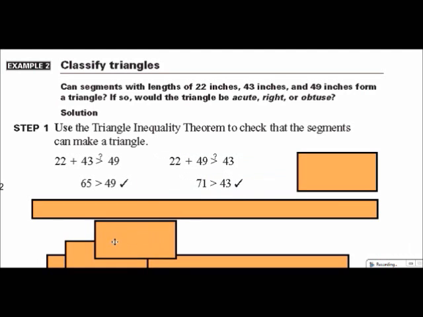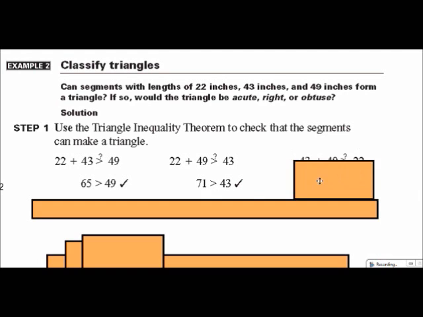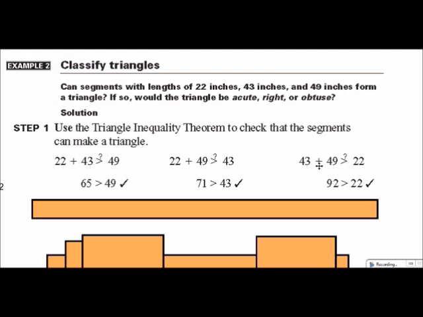In this one, we added up the 22, the smallest, and the biggest. Of course, if we add up the biggest one, it's going to be greater than that third side also. 71 is greater than 43. And in this last example, we picked two other sides. We got the medium and the largest. If we add those up, it's 92. It's, of course, going to be greater than the smallest side. So, yes, we can make a triangle out of this.